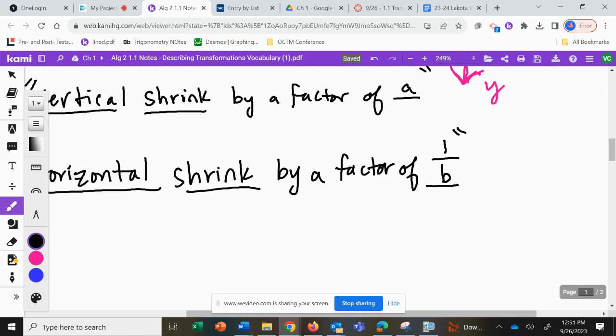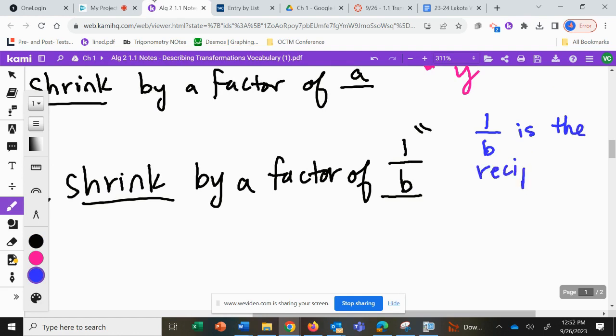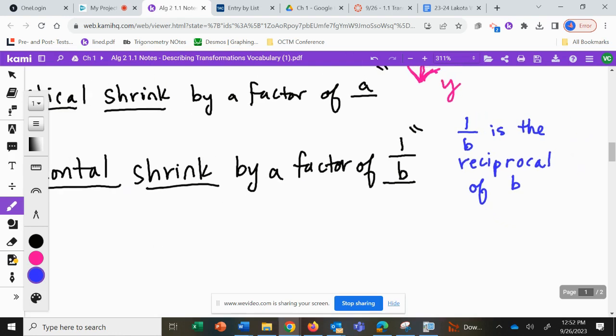So I don't put B as the factor. I put 1 over B as the factor. By the way, 1 over B is the reciprocal of B. That's what 1 over B means. It's the reciprocal. So we end up putting the reciprocal in our words because everything's kind of opposite.